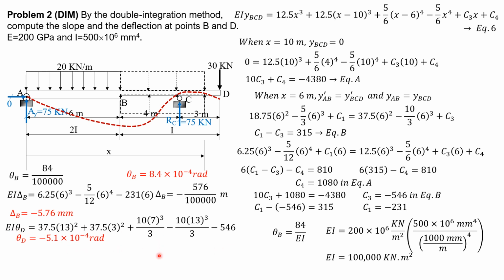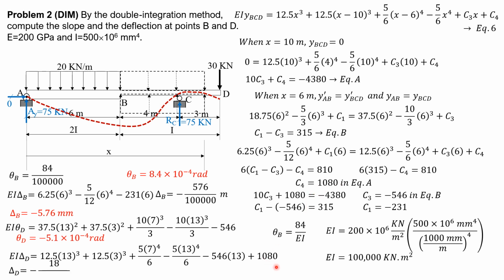after you divide everything by 100,000. Then likewise, when x is 13, EI delta D in this equation is 12.5 times 13 cubed plus 12.5 times 3 cubed plus 5 over 6 times 7 to the fourth minus 5 over 6 times 13 to the fourth plus c sub 3, negative 546, times 13 plus c sub 4, which is positive 1080. So delta D is equal to negative 18 over 100,000 meter, or in mm, that's negative 0.18 mm.